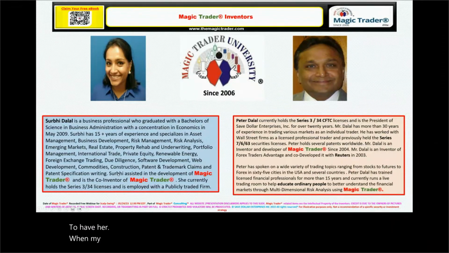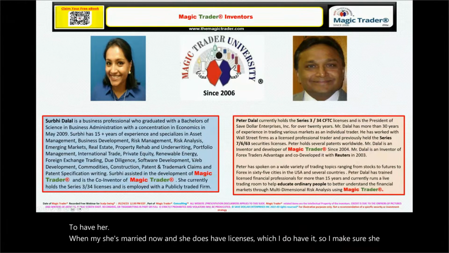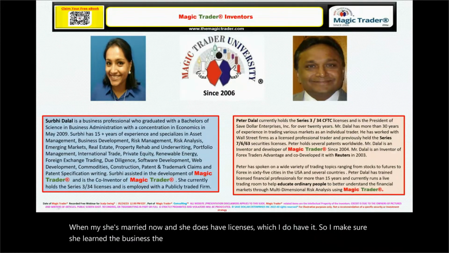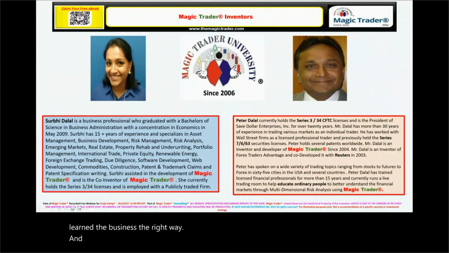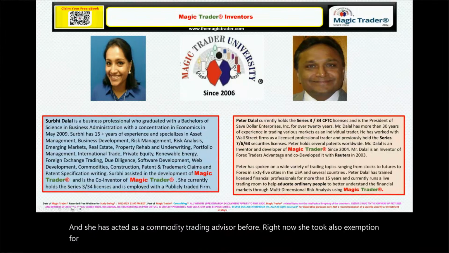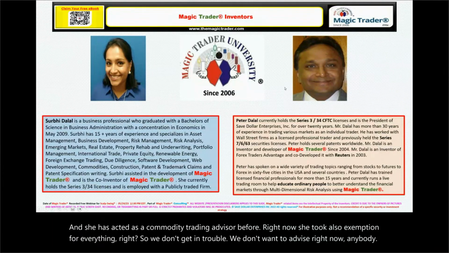She's married now, and she does have licenses, which I also have. I make sure she learns the business the right way. She has acted as a commodity trading advisor before. Right now, she took an exemption for everything, so we don't get in trouble. We don't want to advise anybody right now. Again, I have the same licenses.